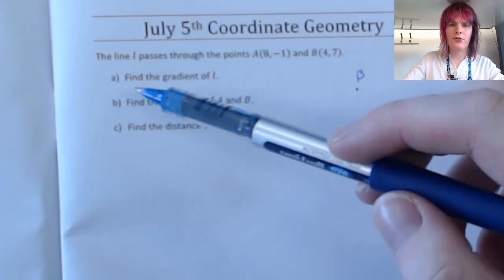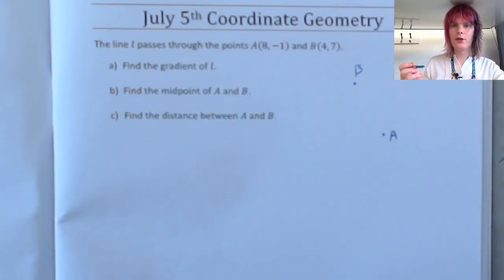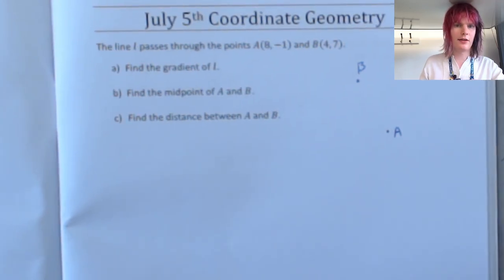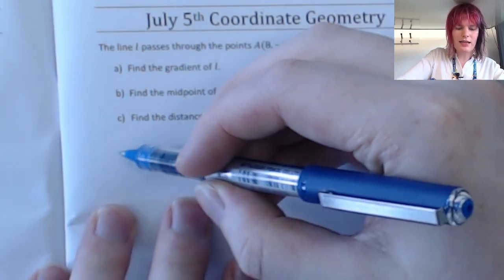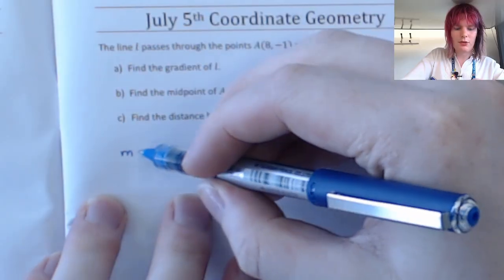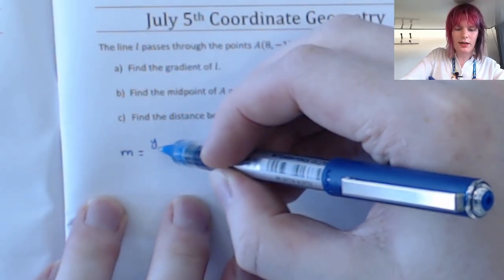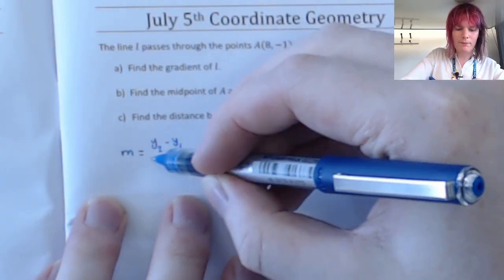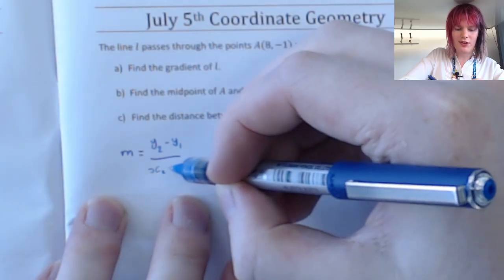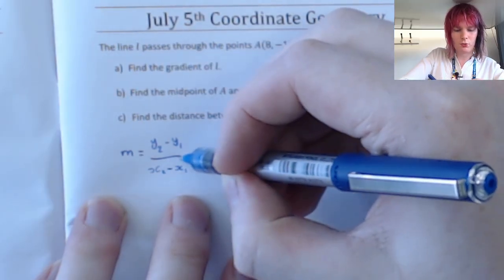First off, we've got to find the gradient. So we're going to be using the first formula, I think it's the first formula we actually learned in A-level. The gradient, m, is equal to the change in y, so y2 take y1, divided by the change in x, x2 take x1.